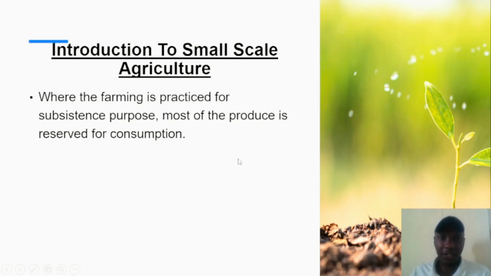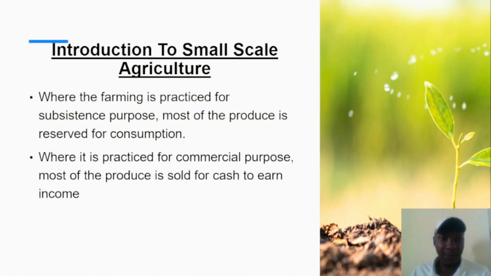Where the farming is practiced for subsistence purposes, most of the produce is reserved for consumption. So when you say small scale agriculture is for subsistence purposes, it means that most of the produce obtained from the agriculture is reserved for consumption, for example by the family members. Where it is practiced for commercial purposes, most of the produce is sold for cash to earn income.